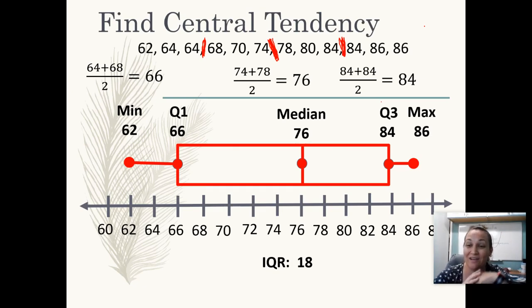All right, guys. So now you should know how to create your own box and whisker. In our second video, we're going to talk about how to decide if there are outliers in our list of data. So I'll see you in our second video.